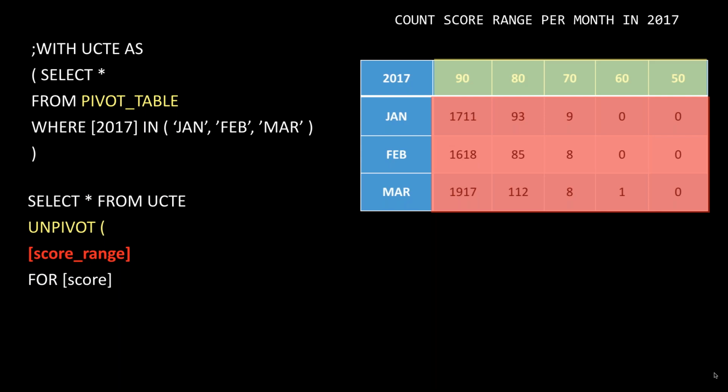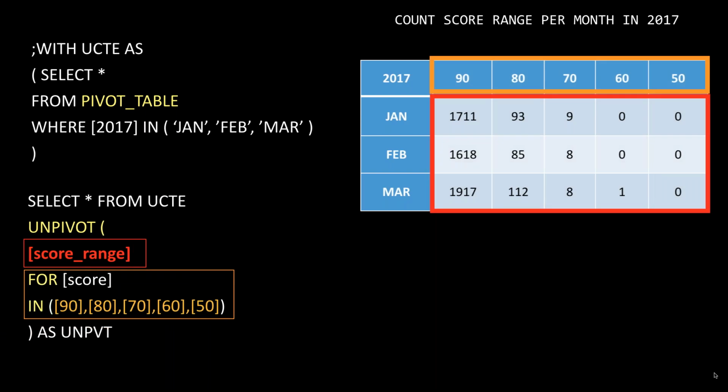We have to create that, but it's going to be the same syntax: the aggregation, and what do I want to call the column that holds the 90s, 80s, 70s, 60s, 50s. But I'm also going to have to put, again, what those individual numbers are. And then we have the AS unpivot. We have to put the alias because it is a table operator. So I just want to highlight what's going on here.